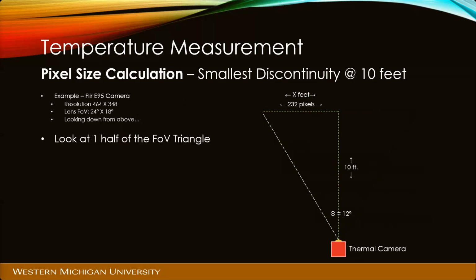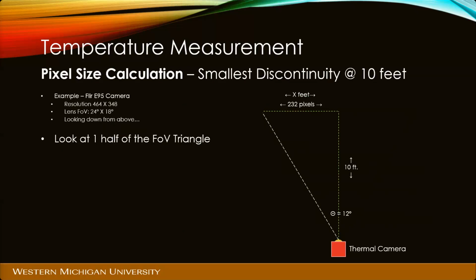So the first thing we're going to do is split it so that we get a right triangle. We're going to look at 1/2 at a time. So 1/2 of our right triangle, and we're trying to find this distance x feet at the top, half the width, which is 232 pixels, 10 feet away. What do we use if we have a right triangle where we know an angle and we know the opposite and the hypotenuse?